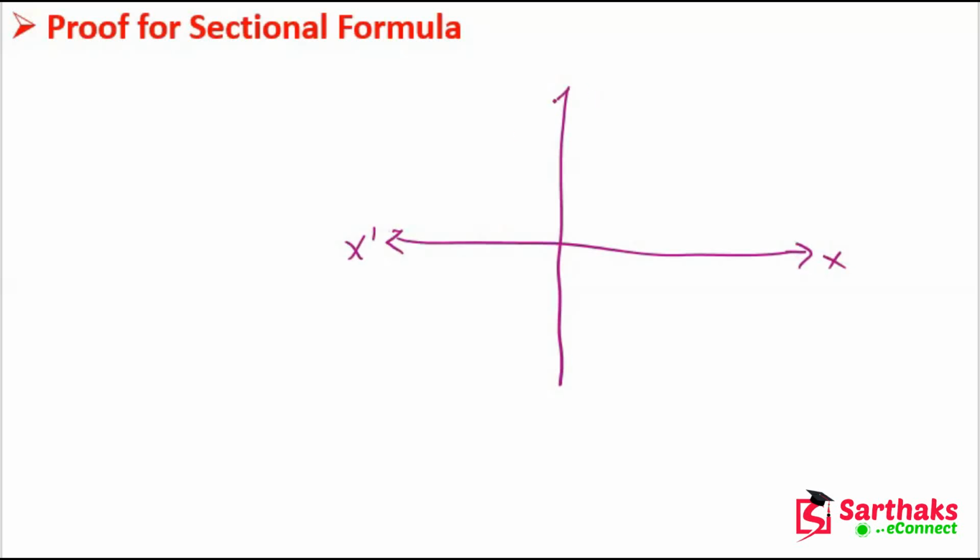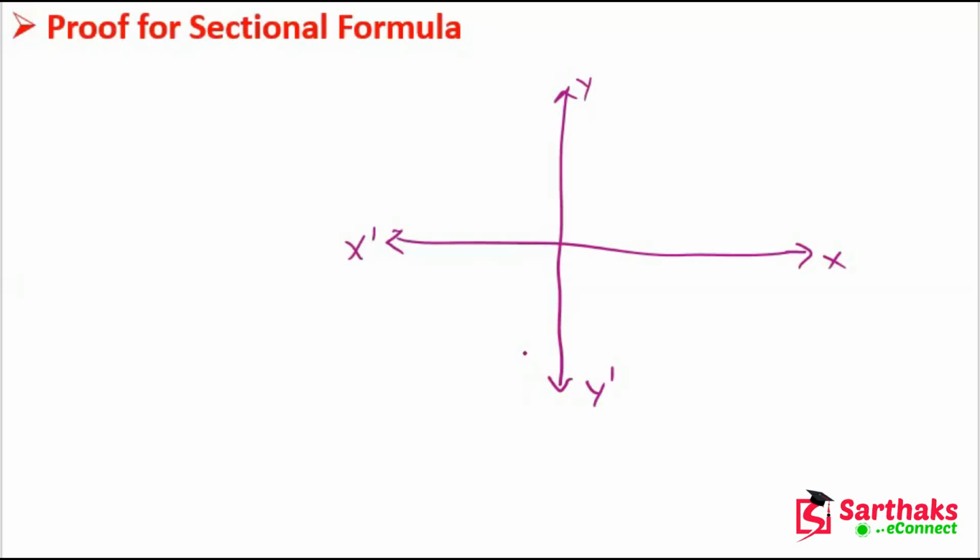For proving this, let's suppose we have a Cartesian plane like this. This is our x and this is x dash. This is y and this is y dash.